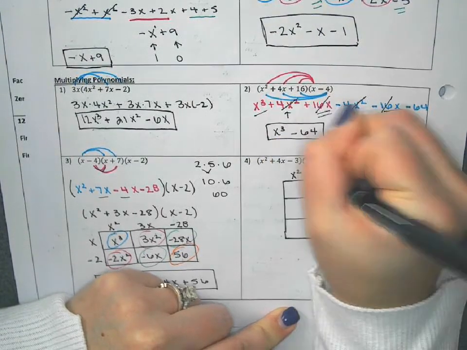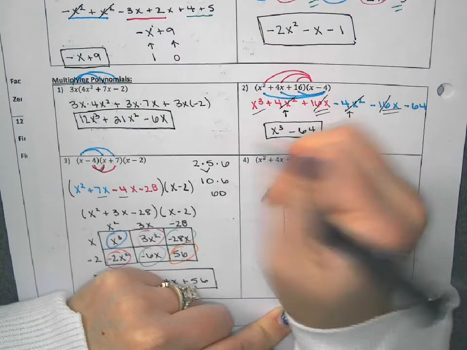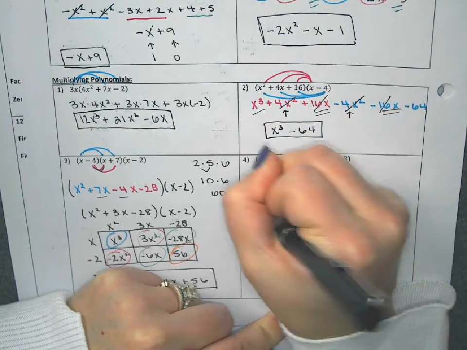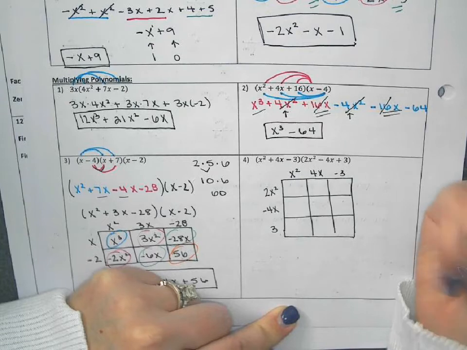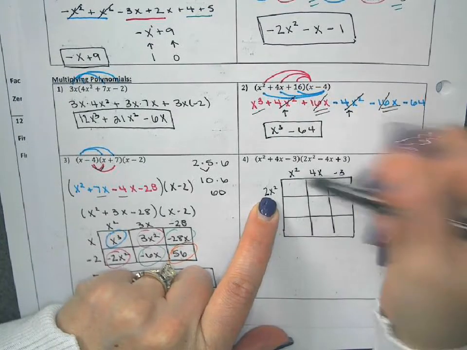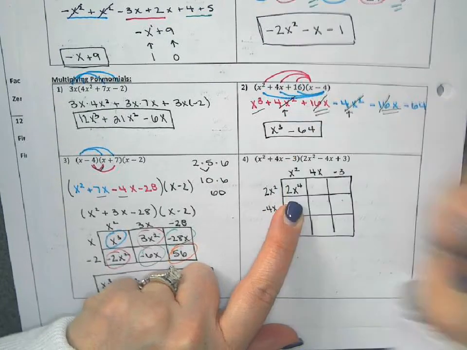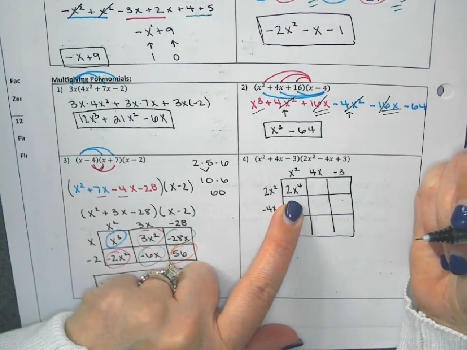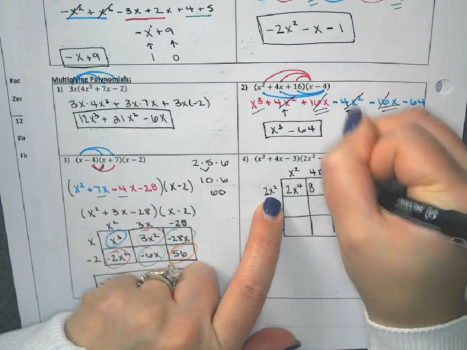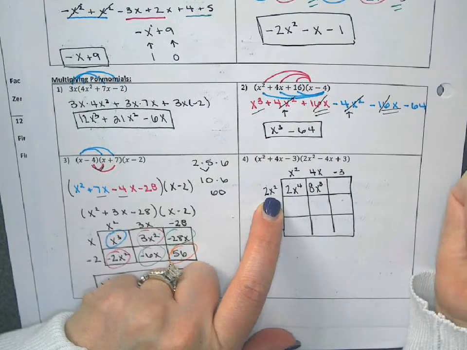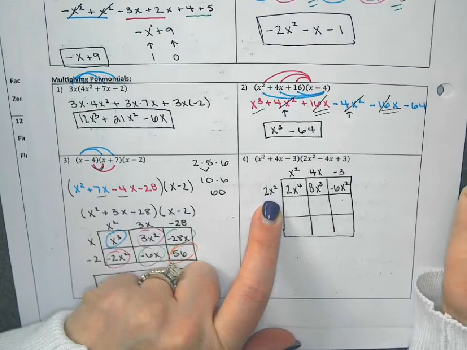So x squared, 4x, and negative 3 are my 3 terms across the top. Down the side, I'm going to write 2x squared minus 4x and a positive 3. And then I just start multiplying. So 2x squared times x squared, 2 times x times x would be 2x to the 4th. Again, you can write these out and expand them if you need to. 2 times 4 is 8. x squared times x is x to the 3rd. Negative 3 times 2 is negative 6, and then I still have that x squared there.